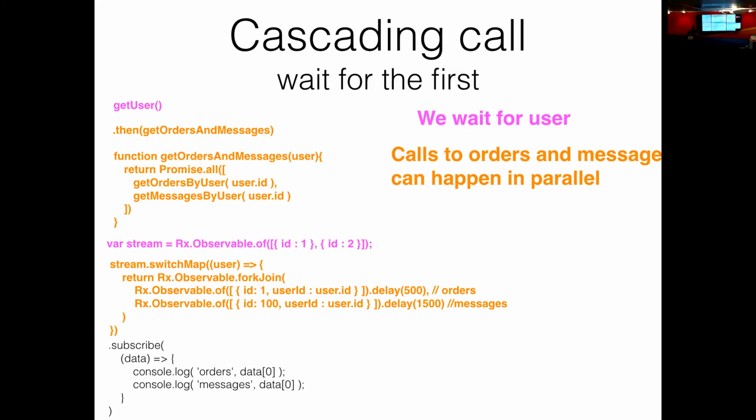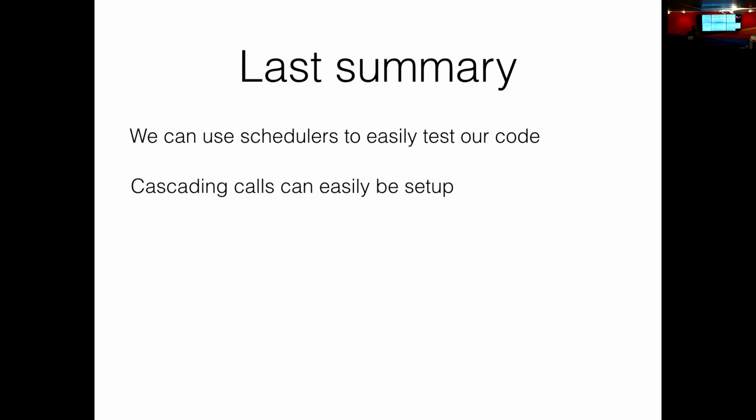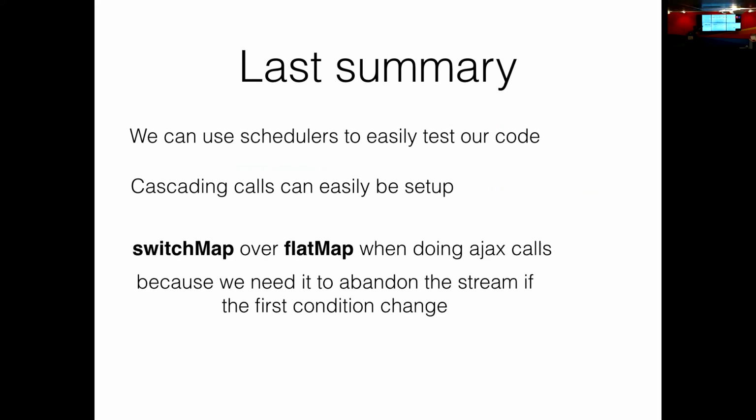These are probably the two situations that you need to be able to handle in RxJS if you're going to rewrite your code from promises to RxJS. And this is the way to do it. The last summary, I promise. It's been a long day, right? So we can use schedulers to easily test our code, remember? We can do cascading calls quite easily. We should use switchMap over flatMap when we're doing an AJAX call, so we can abandon that first stream.